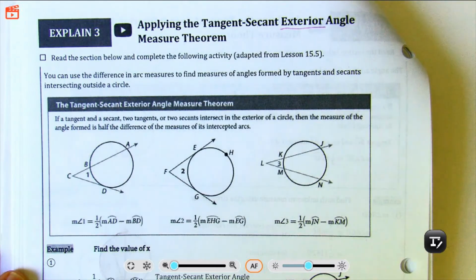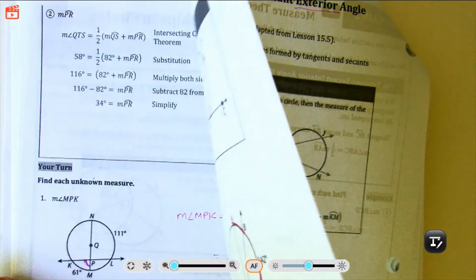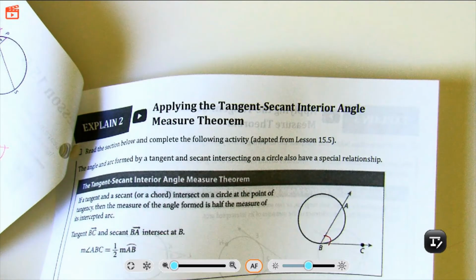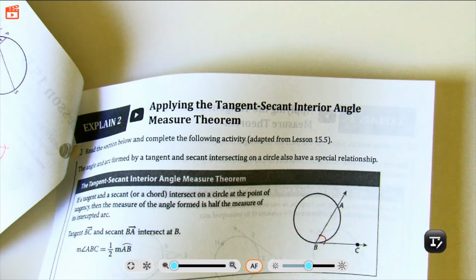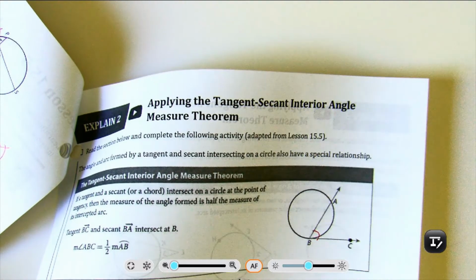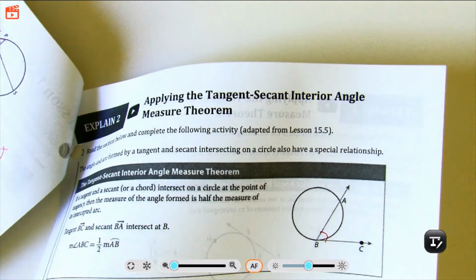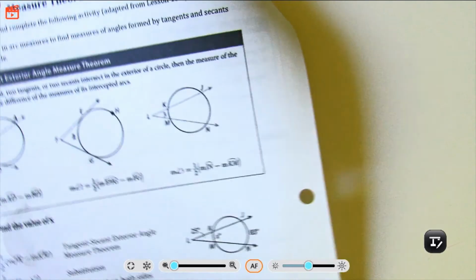Versus in the last problem, or the last theorem, the angle was in the interior. It was inside the circle. So just keep that in mind when you're given a problem. Just make sure that you understand if it's an interior angle or exterior angle.